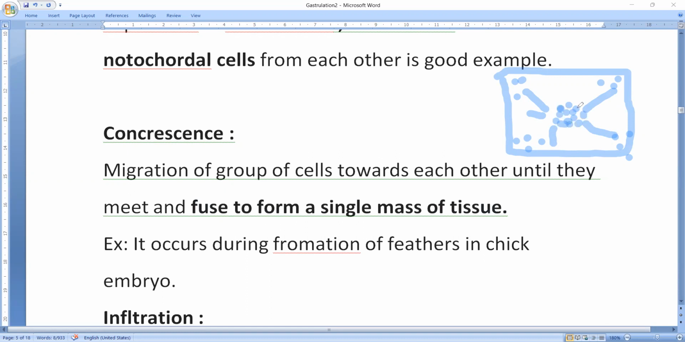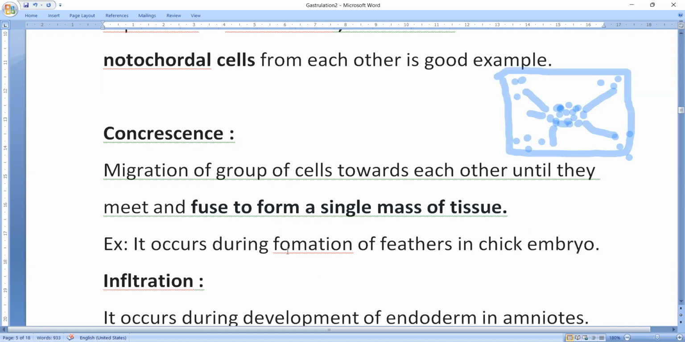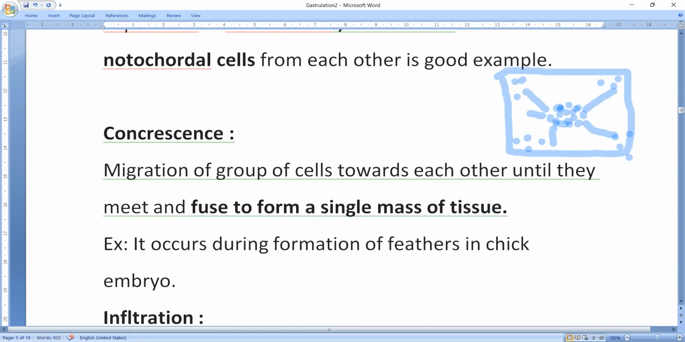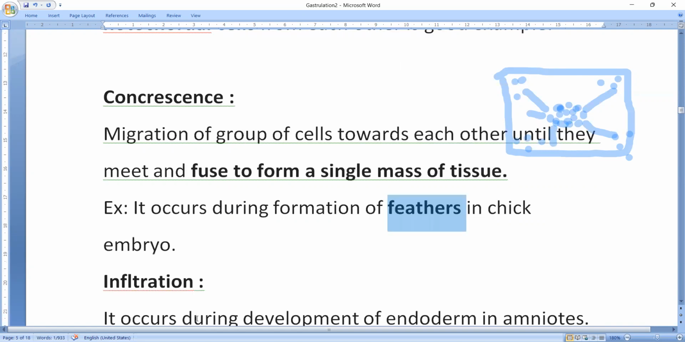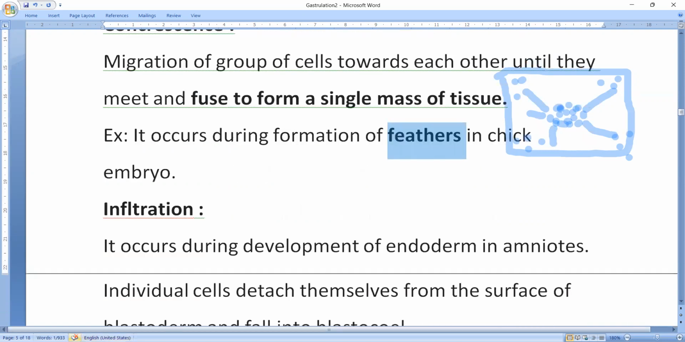So concrescence. It occurs during formation of feathers. Feathers ఏర్పడేటప్పుడు బర్డ్ లో లేదా చిక్ లో concrescence is seen. So during the formation of feathers. Infiltration. Infiltration means ఆక్యుపై చేసుకోవడం. ఓకే, సో సైలెంట్ గా వచ్చి చేరడం అనే మీనింగ్ వస్తుంది.